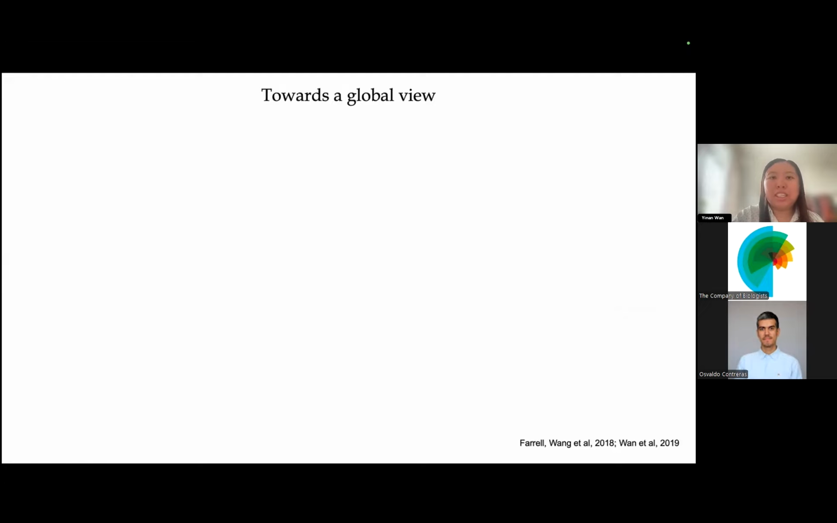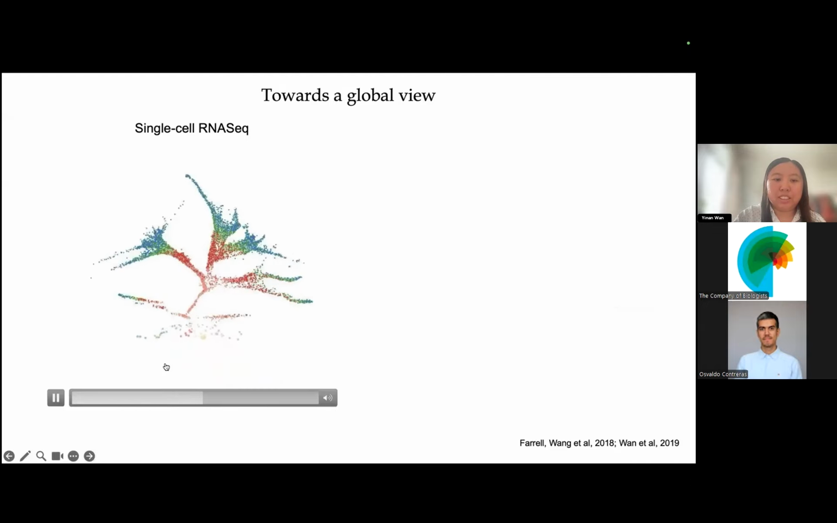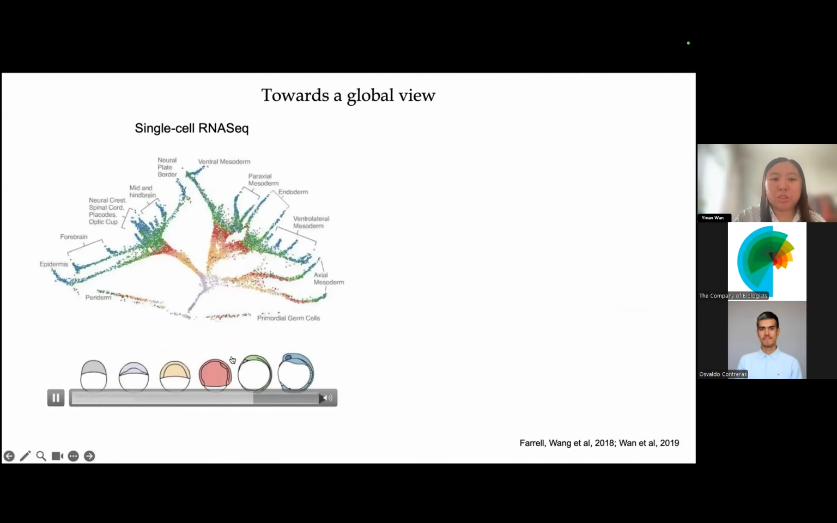So modern technologies have provided us avenues towards a global view. For example, single-cell RNA-seq has allowed us to characterize dissociated cells across embryos and across developmental time points, and we can use their single-cell transcriptomes to reconstruct these molecular trajectories that reflect the fate decision process.